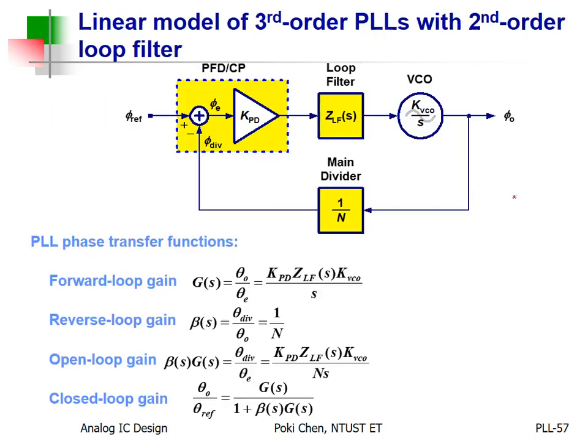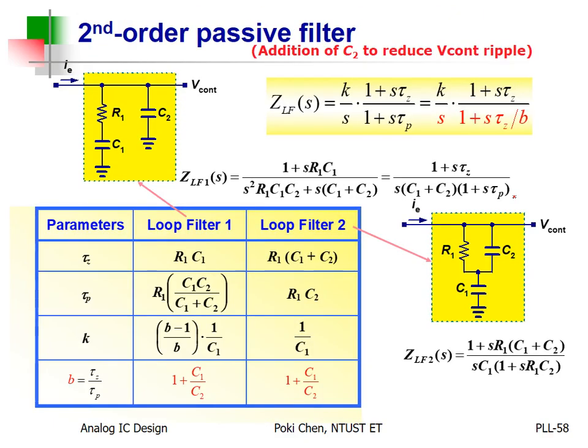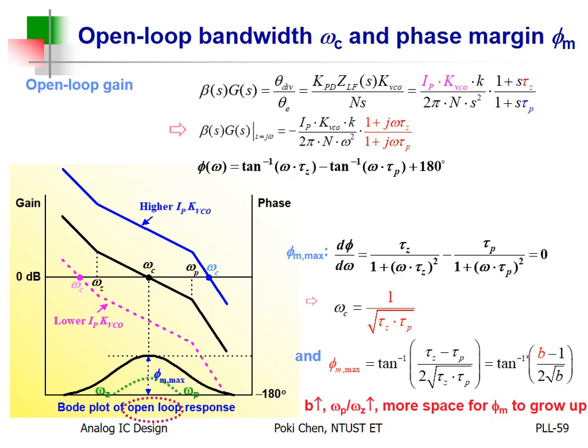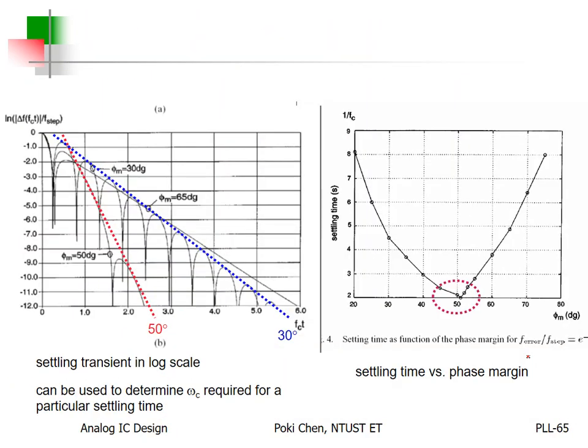Not so hard. Anyway, that is for third order. Third order is usually what we design for PLL to reduce the output jitter, to get better performance. And this is the second order low pass filter, looks like this or like that. Anyway, allow me to show you because we don't have enough time. Yeah, this is what I would like to tell you.